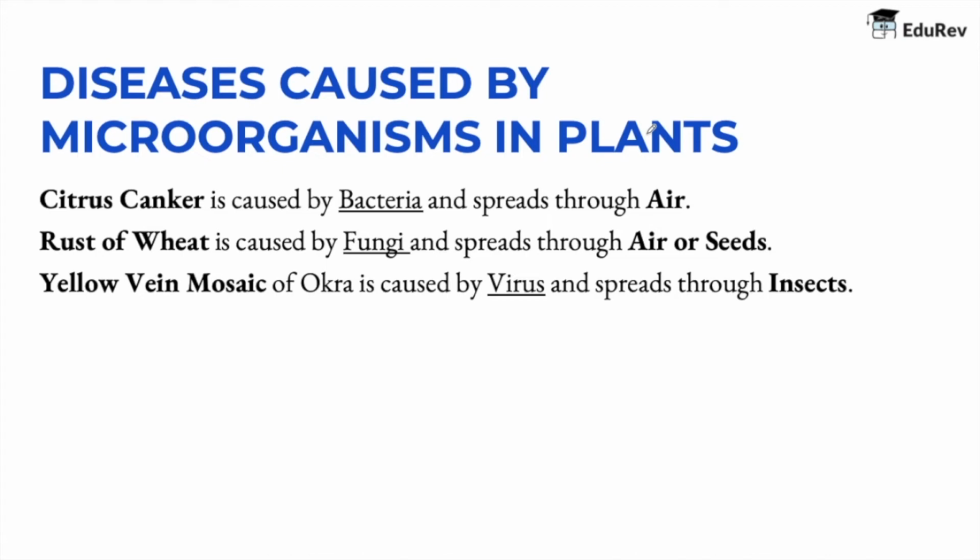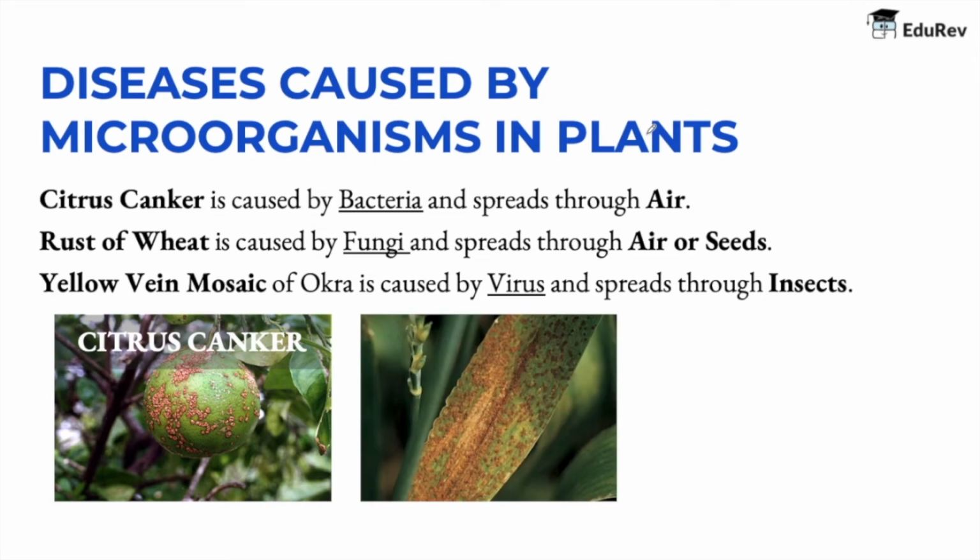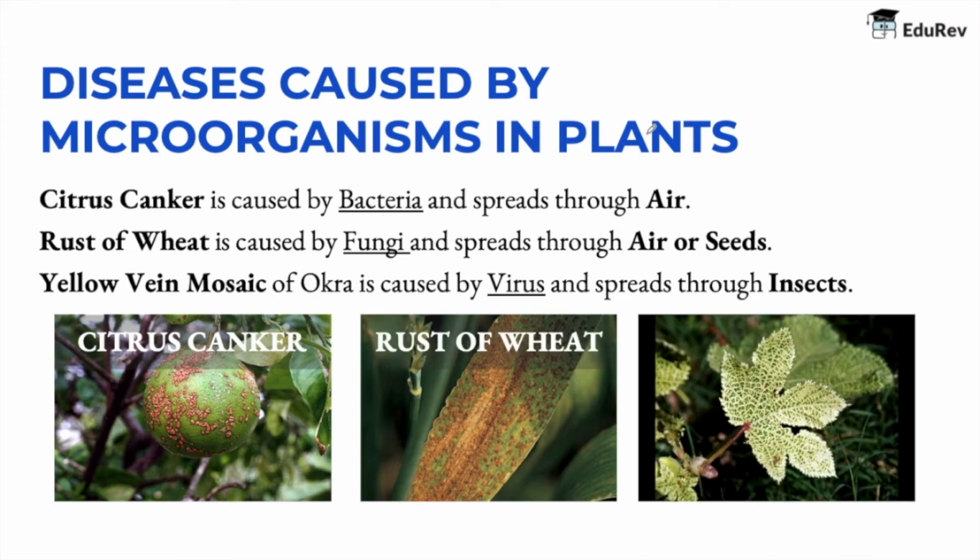Some common diseases in plants caused by microbes are citrus canker, which is caused by bacteria and spreads through air. Rust of wheat is caused by fungi and spreads through air or seeds. Yellow vein disease of okra or bhindi is caused by a virus and spread through insects.